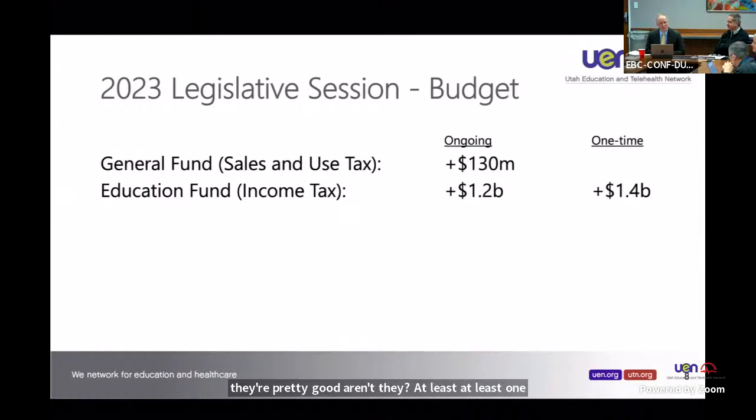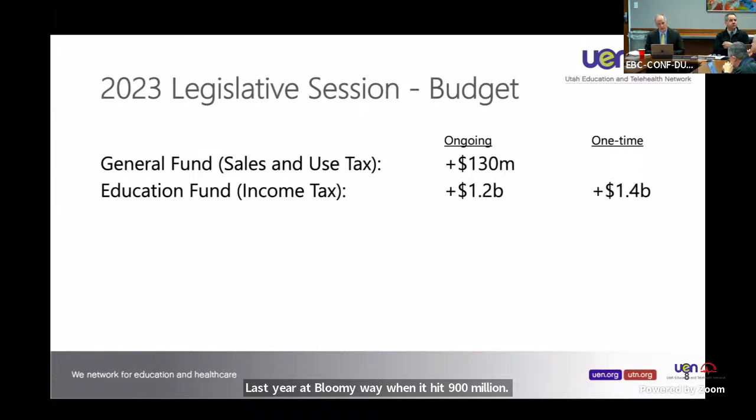So here are the numbers they adopted in November. I don't know if they'll change next week, but as they've done the last three or four years, these revenues continue to exceed the previous years. They're the highest we've seen. I mean, a $1.2 billion ongoing increase in the education fund. Last year, it blew me away when it hit 900 million. So it continues to go up.